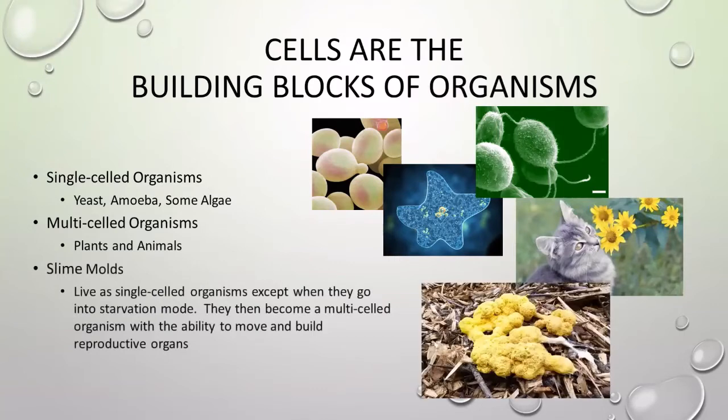The third group are slime molds, and these are really interesting organisms. They live as single-celled organisms, except when they go into starvation mode. And once they're starving, they are able to become multicelled organisms with the ability to move, build reproductive organs, and reproduce and produce new slime molds. And then once they have food around again, they go back into being single-celled organisms.